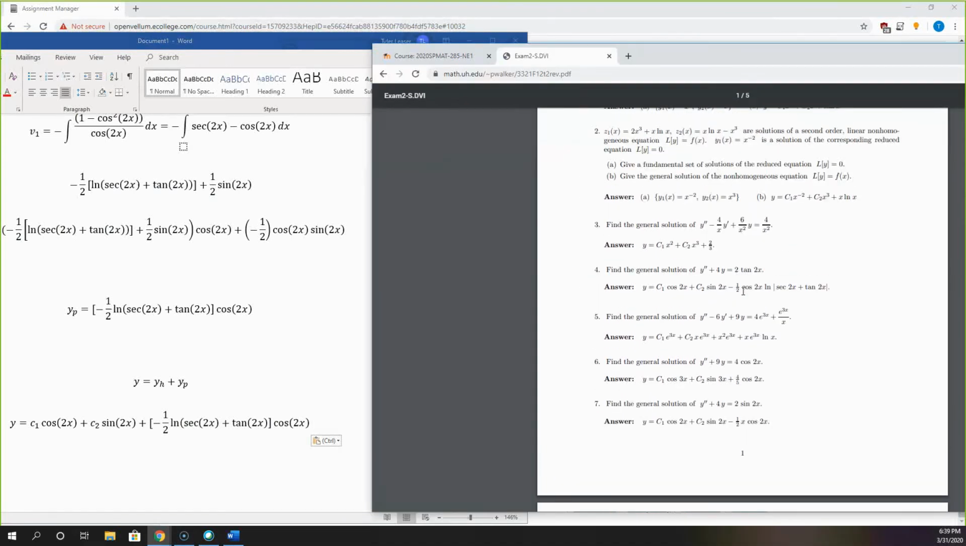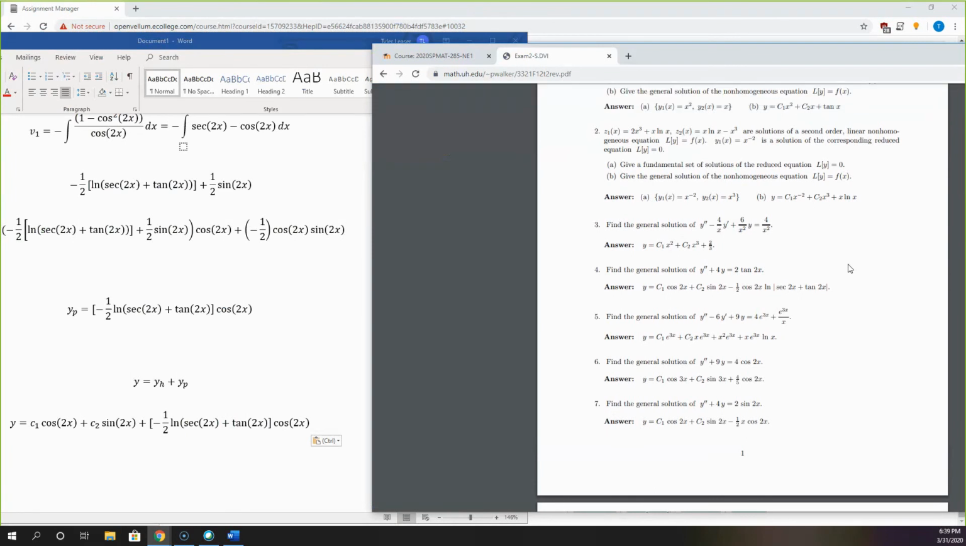Let's see if that looks anything like that solution on the thing here. Remember we were doing this. Looks like it. Yeah. Yay, us.